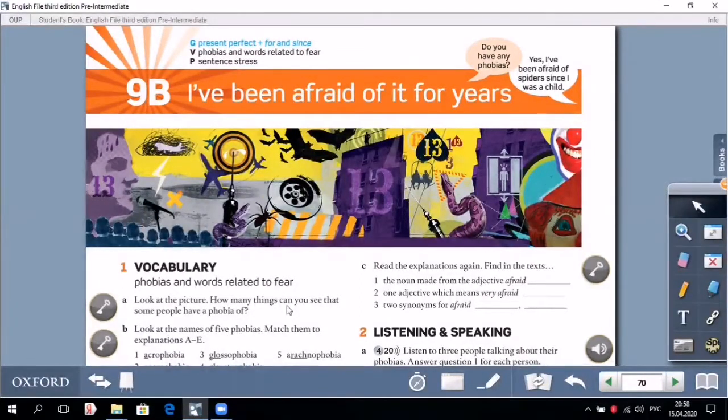Phobias are a type of anxiety disorder. You see, a person is afraid of something. Here we have some things. Let's count or just find these words. What do you see? It's number 13. Yes, for some nationalities, number 13 is an unlucky or unhappy number.